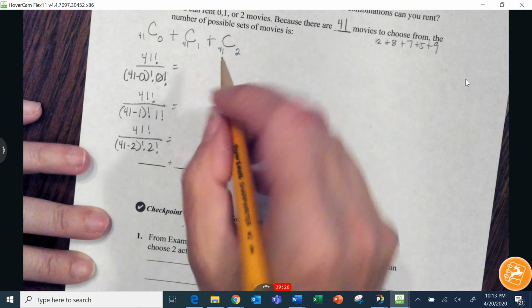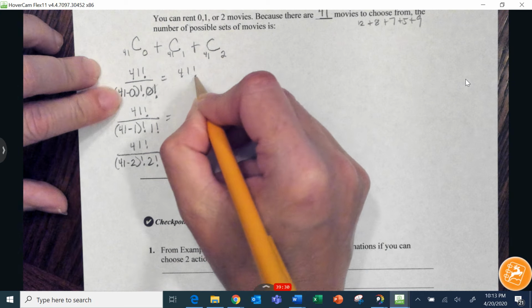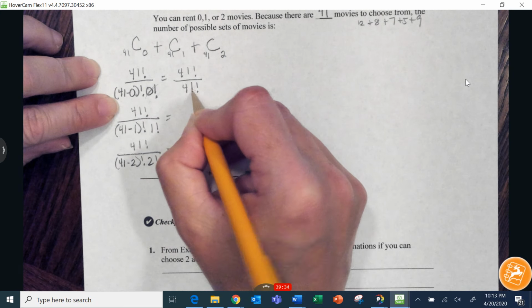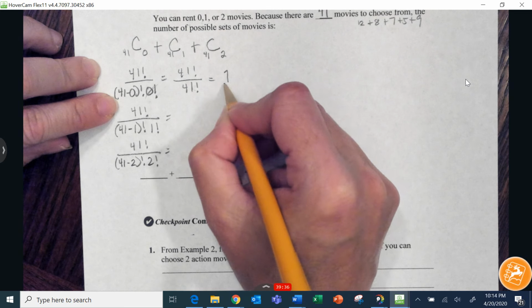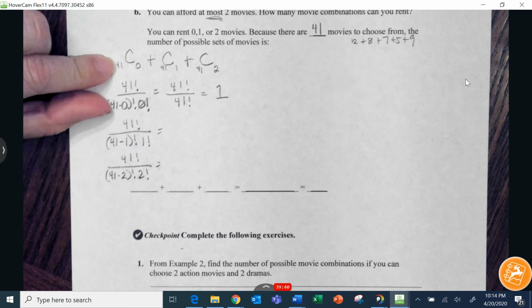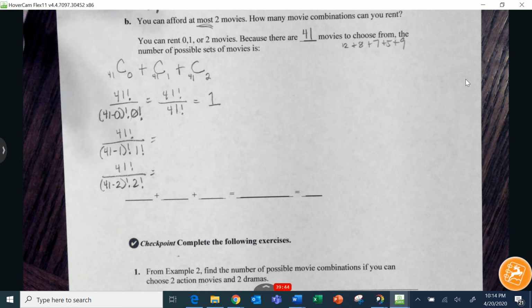So I'm going to expand these out. 41 factorial over 41 minus 0 is 41 factorial. Well, if I do that, there's only one combination in which there are 41 movies and I choose none of them. There's only one way I can do that. Literally choose none.